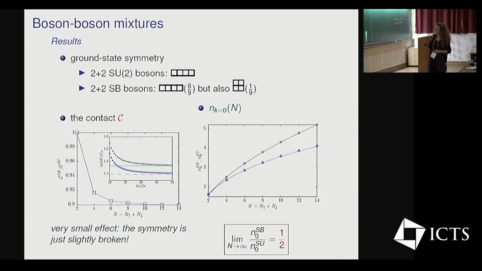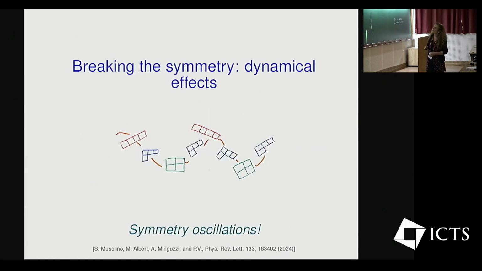And in the peak of the momentum distribution, this effect becomes very large, as I'm losing coherence when I break the symmetry and increase the number of particles. In the thermodynamic limit, the peak for the symmetry breaking case is 1/2 of the SU2 one. So when you break the symmetry, you have an effect in the contact and the peak of the momentum distribution. So now what happens when I go to the dynamics?